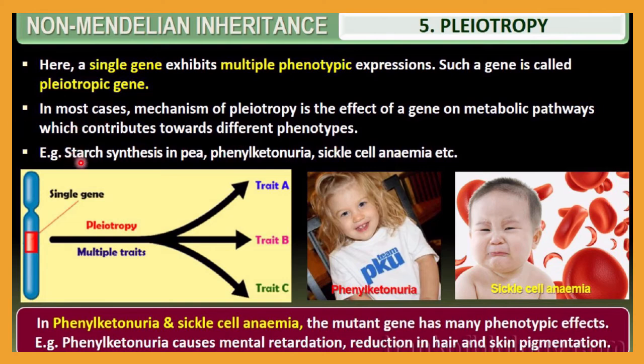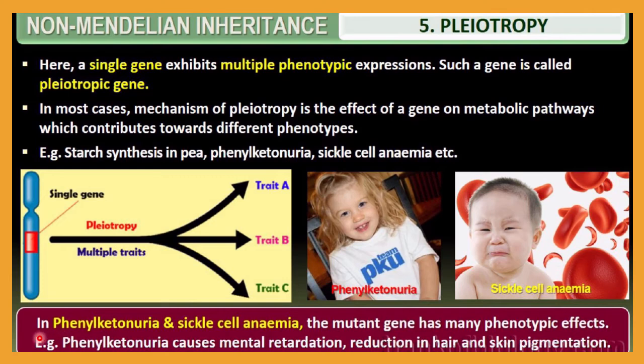An example which shows pleiotropism is starch synthesis in the pea plant. Phenylketonuria and sickle cell anemia are diseases we will also learn in detail in this chapter in next lectures. So what is sickle cell anemia and what is phenylketonuria? We will learn in detail.